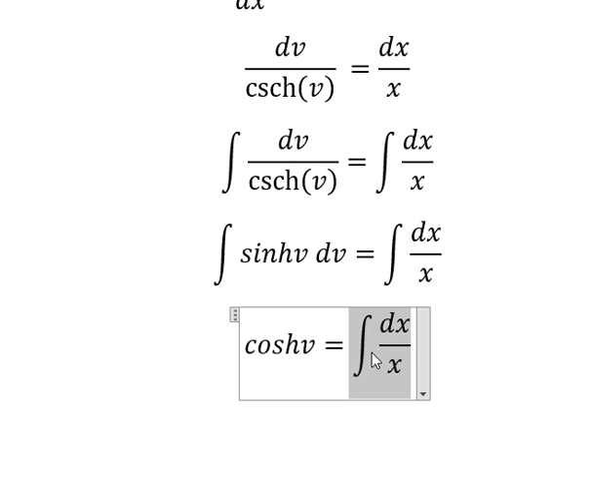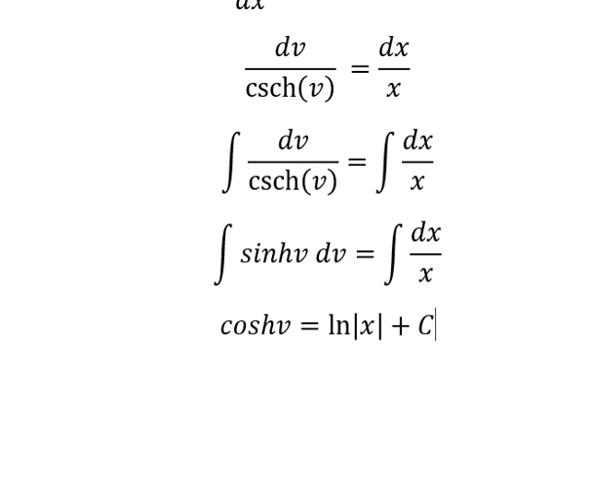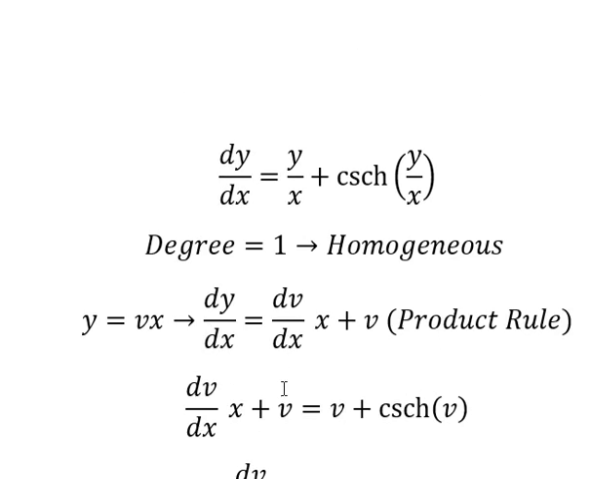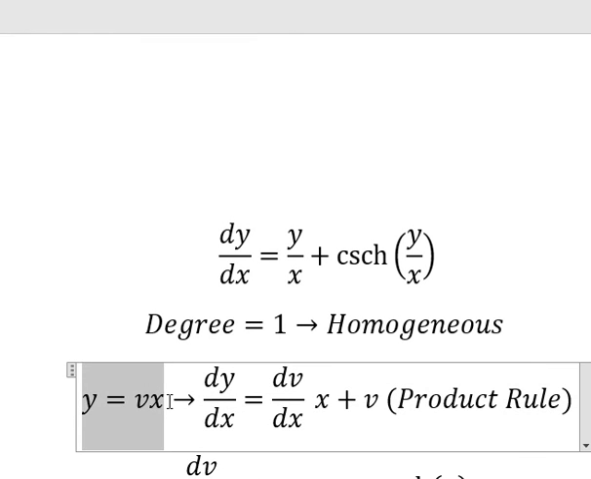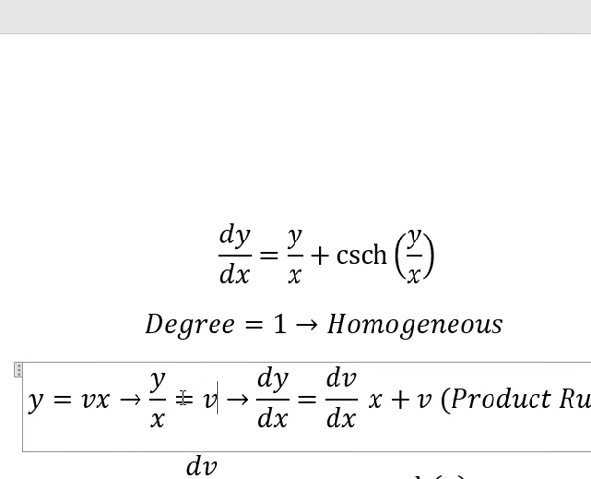This one we have ln of the absolute value of x, and we have seen here about v, that is about this one. So we divide both sides by x, and now we need to change v into this one.